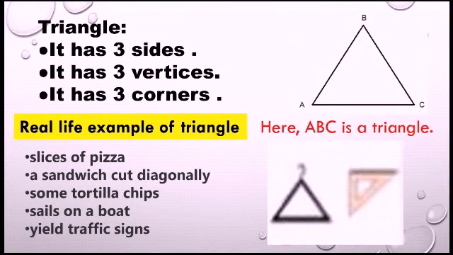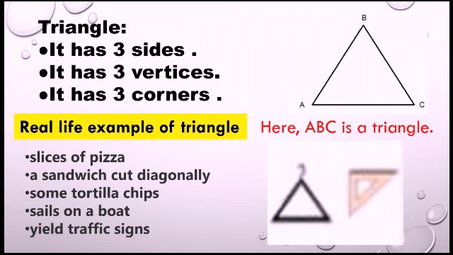Now first we will talk about triangle. A triangle means a flat 2D shape having 3 sides, 3 vertices and 3 corners. Here ABC is a triangle where AB, AC and BC are 3 sides. A, B and C are 3 vertices, and the corners are the same, meaning angles. We are talking about angles: angle A, angle B, angle C.